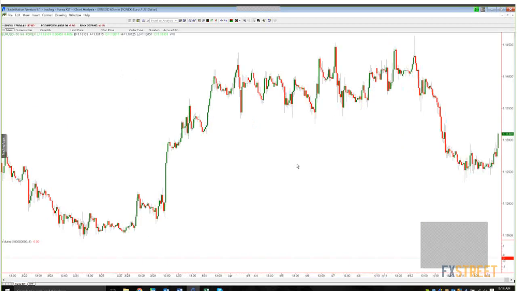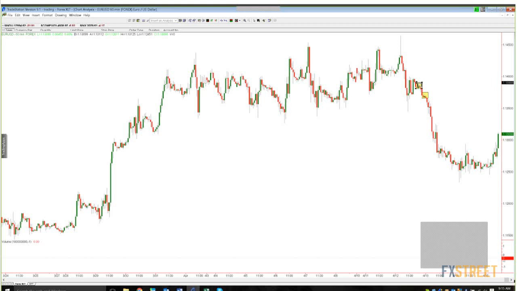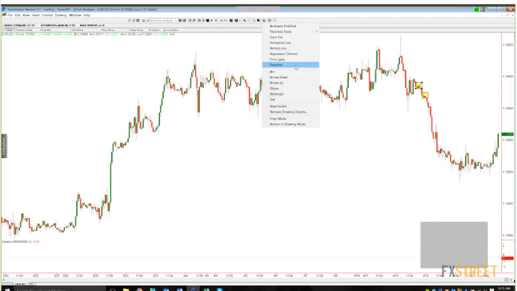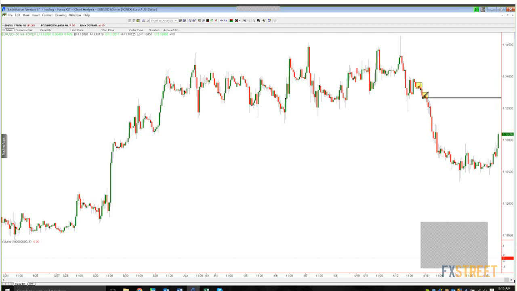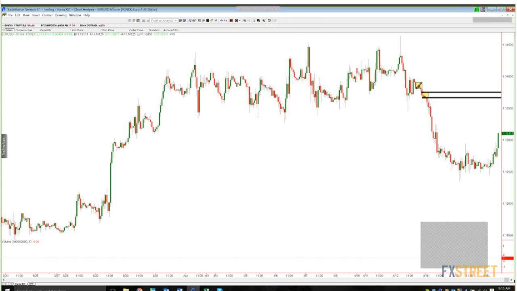Now, if you probably noticed, not only are these levels turning points, but they're also magnets for price. And then this one. Okay, there's that one, and then that one.